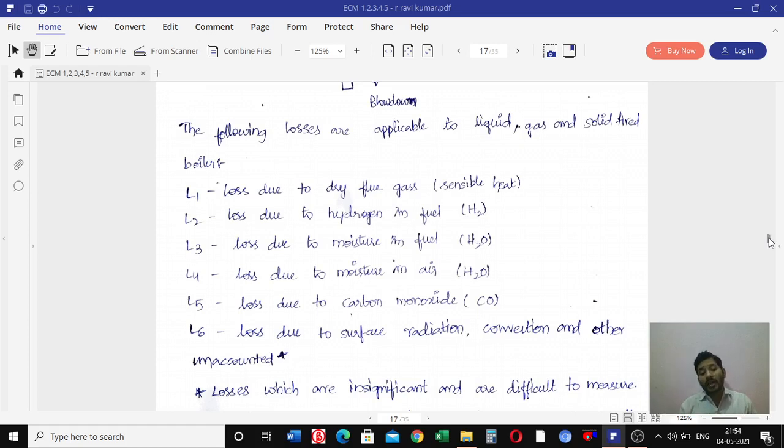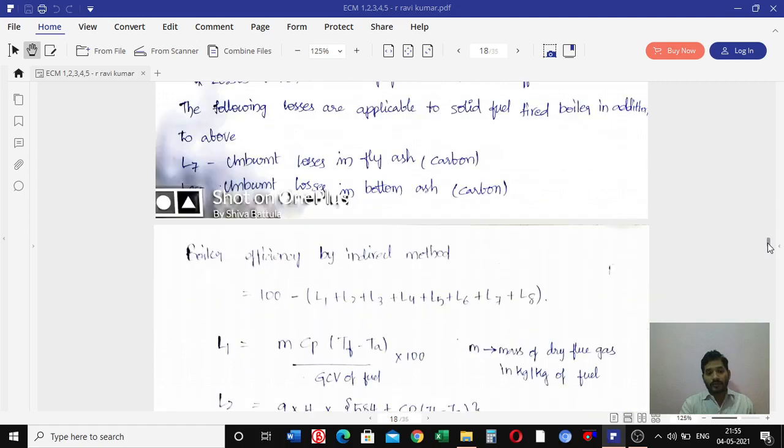L5 represents the losses due to carbon monoxide. L6 represents the losses due to surface radiation, convection and other unaccounted losses. These losses are insignificant and it is very difficult to measure them.